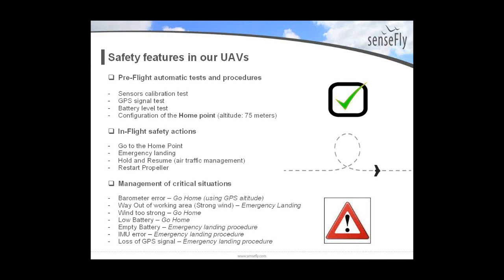IMU error. So if there's a problem with the IMU, it'll make an emergency landing procedure. And then loss of GPS signal. Again, it'll do an emergency landing procedure. It's not going to go to the home point in those circumstances.